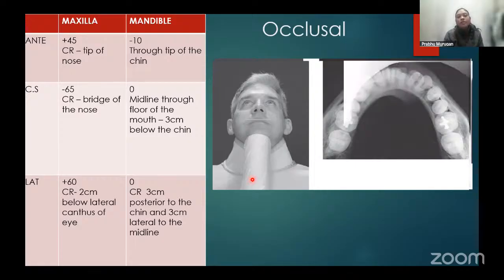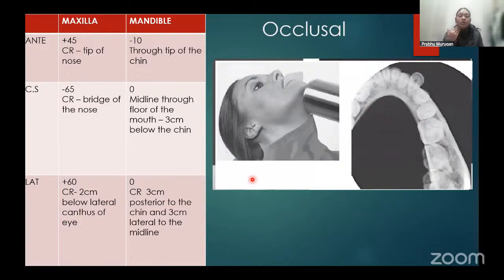So similar to your cross-sectional, you have your mandibular lateral occlusal radiograph. In the mandibular lateral occlusal, again the angulation is not going to change. It is going to be 0 degrees only, just that it will be positioned 3 centimeters posterior to the chin and 3 centimeters lateral to the midline towards the side of interest. If you want the left side, then you'll be placing the tube on the left side. Right side means on the right side. Okay. So 3 centimeters posterior to the chin and 3 centimeters lateral to the midline. This is the position for your mandibular lateral occlusal radiograph.